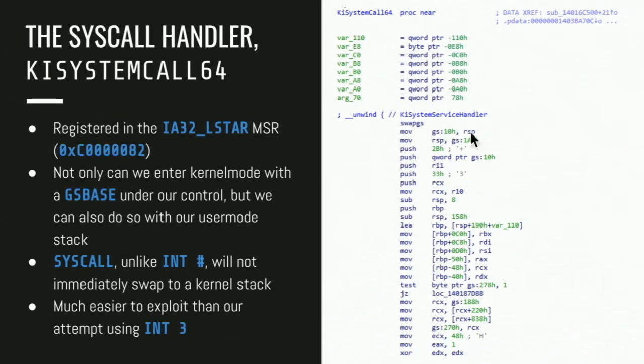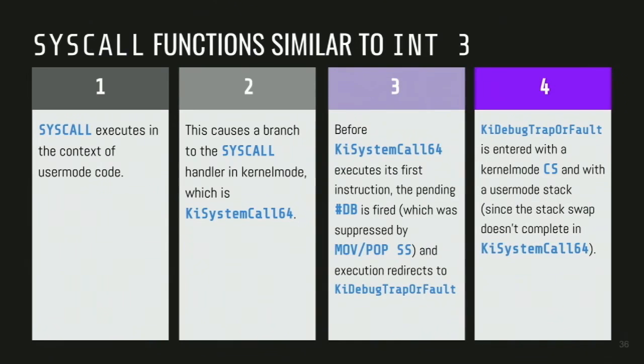You can see down here, this is the system call handler. When a syscall fires, it goes into KiSystemCall64 on Windows. It does a swapgs, and then it loads the appropriate stack pointer on that CPU. Because we never actually execute any instructions in KiSystemCall64, we enter kernel mode with a user mode stack. And that makes it so much easier to exploit.